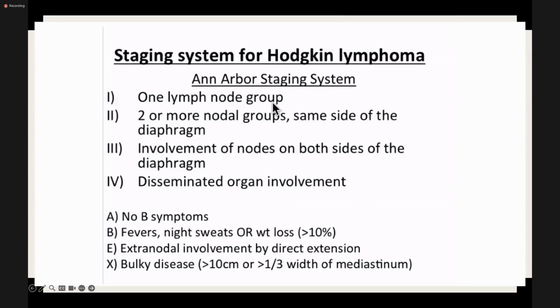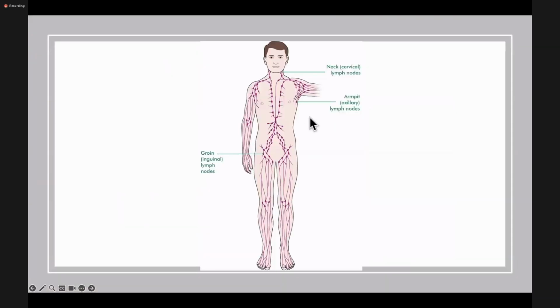So one lymph node group is stage one. If it affects two or more on either side, that's stage two. Stage three is if it involves nodes on both sides of the diaphragm. And if it's all over the body, that's stage four. Okay, let me repeat. One is one lymph node group. Two is when you have two or more on the same side. So let me just give an example. If I have this lymph node that's affected on the neck, the cervical lymph node, that's the only thing that's affected.